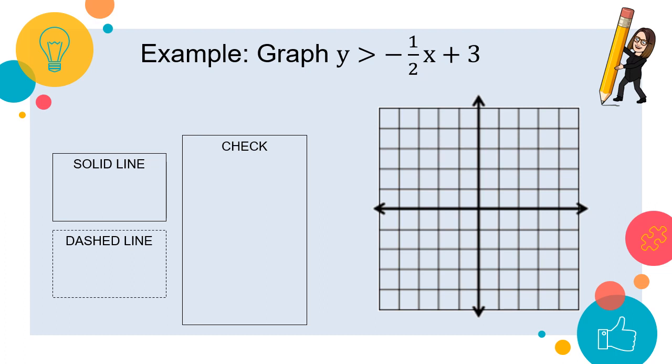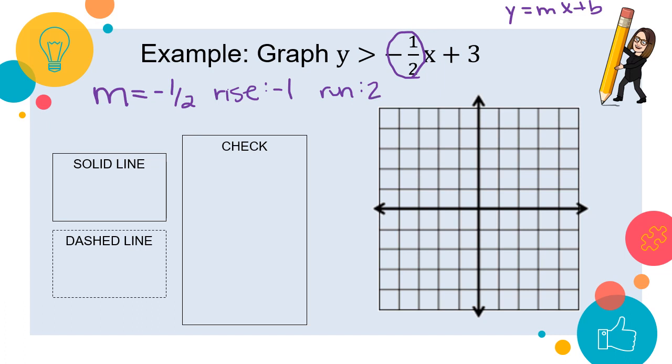Let's start off. This is in y equals mx plus b form. So let's identify the parts. M. My m is in front of the x value. It is a negative 1/2. Therefore, my rise is negative 1. My run is 2. My b value, or my y-intercept, is a positive 3.